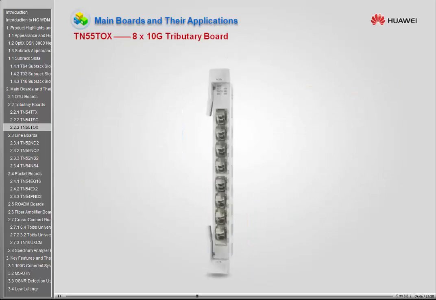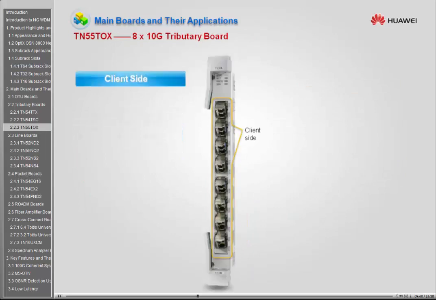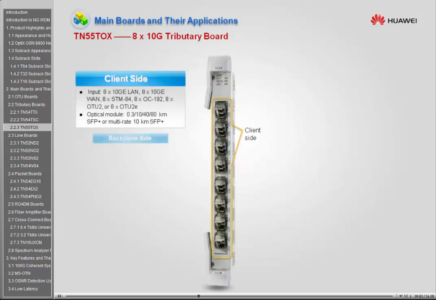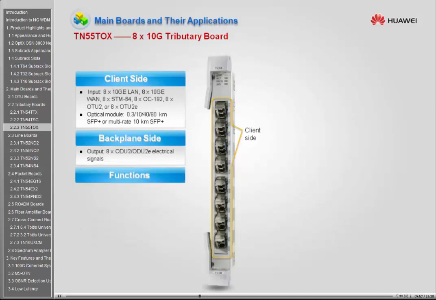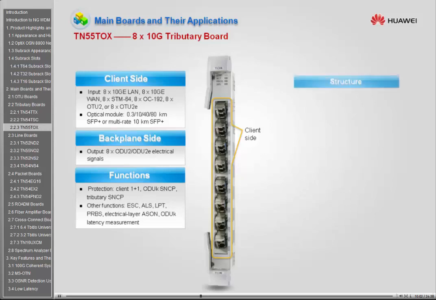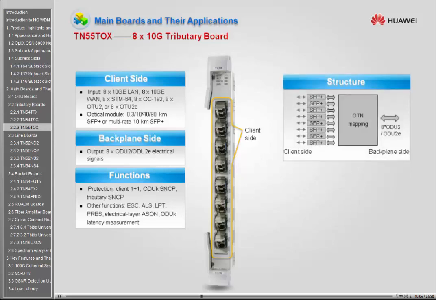Last, let's look at the TN55TOX board, which is an 8-port 10G tributary board. This board supports SDH, OTN, and various Ethernet services on the client side and produces 8 ODU2 or ODU2E signals on the backplane side. It can be equipped with long, medium, or short-reach SFP Plus modules to address different transmission requirements.